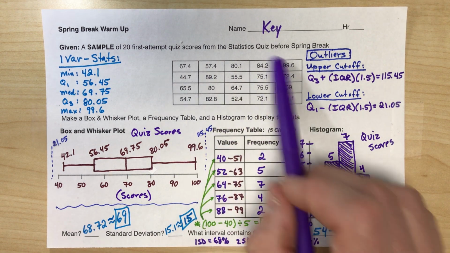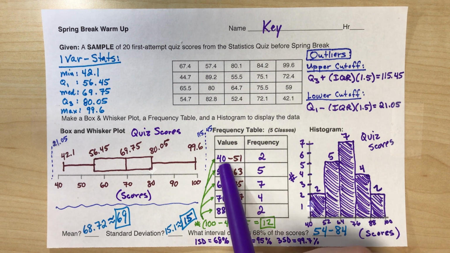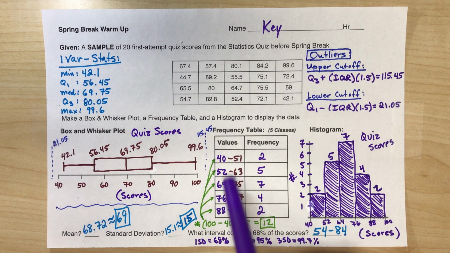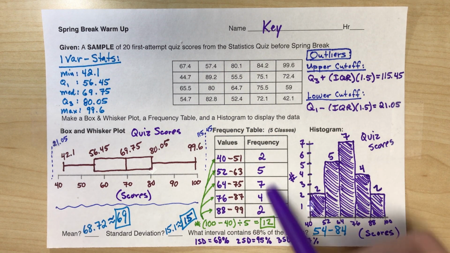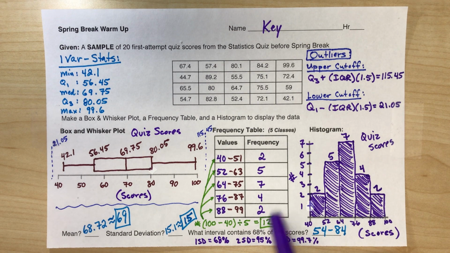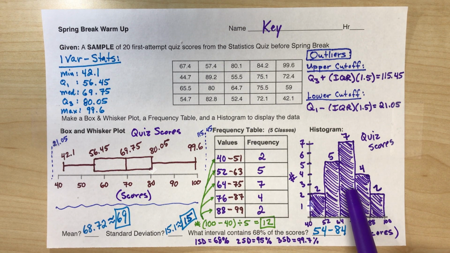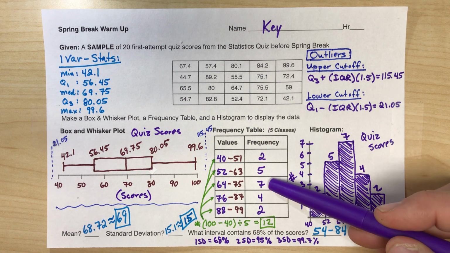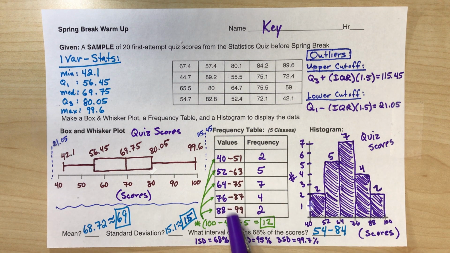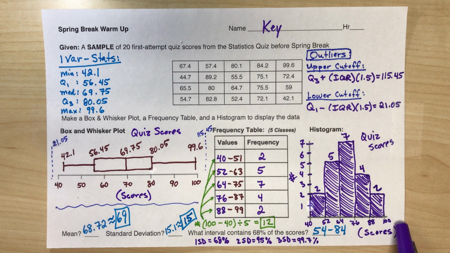Then you go to your data values, and you start checking off how many do I have in the 40s, basically up to 51, the 50s up to 63, and so on. Fill in the frequency part here, then transfer this over to your histogram. Hopefully you'll notice your histogram has the highest Y value of 7, and all your intervals go by the numbers on the left-hand side of each of these intervals, 40, 52, and so on.